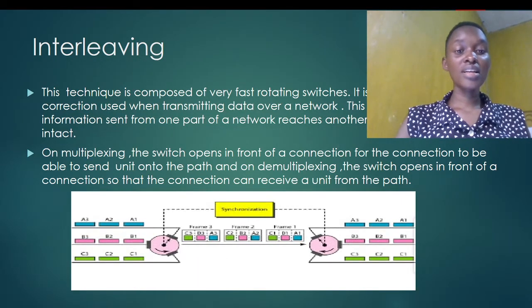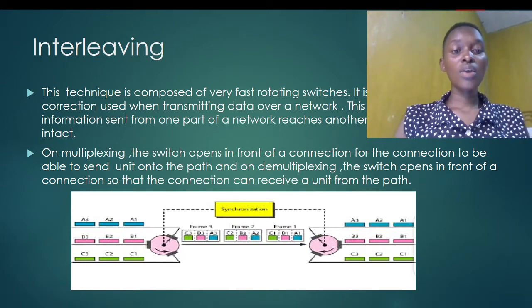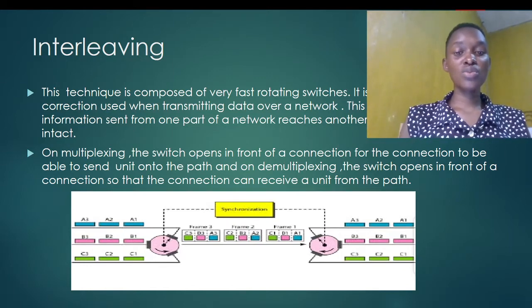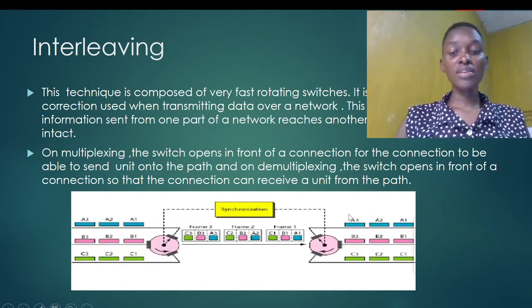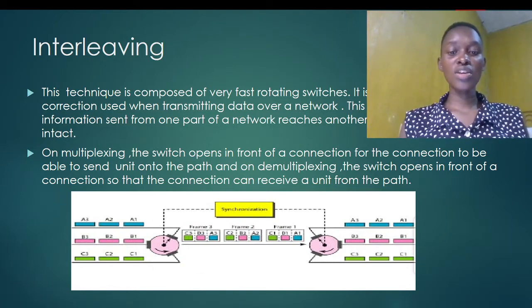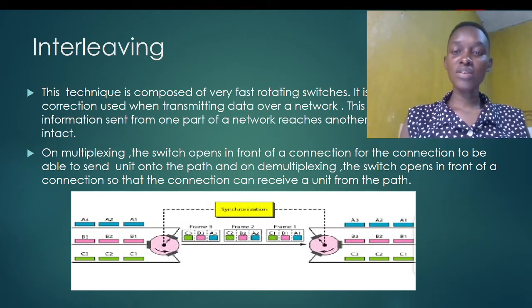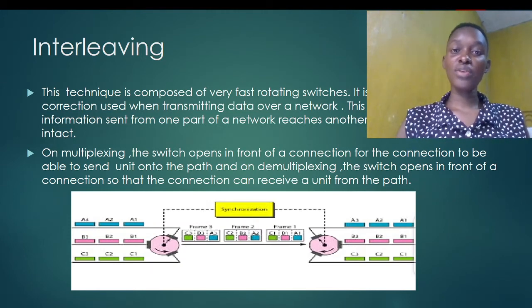Then in the interleaving, we are going to talk about the two very fast rotating switches that it is composed of, and these switches rotate in opposite directions, in that if one switch is rotating in an anti-clockwise direction, the other one will be rotating in a clockwise direction. On multiplexing, if a switch opens in front of a connection, the connection will be able to send a unit onto the path. And on demultiplexing, once a switch opens onto a connection, the connection will be able to receive a unit from the path.